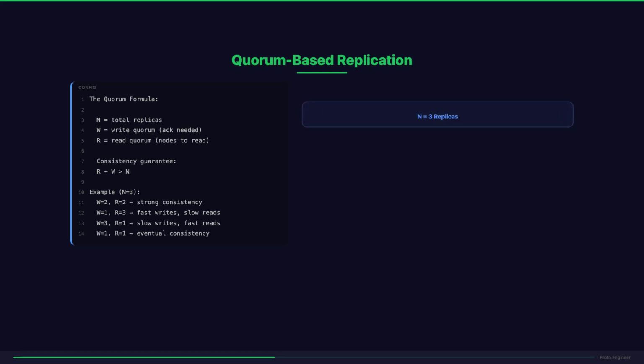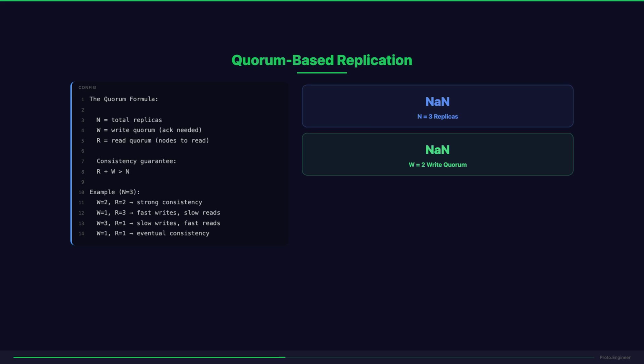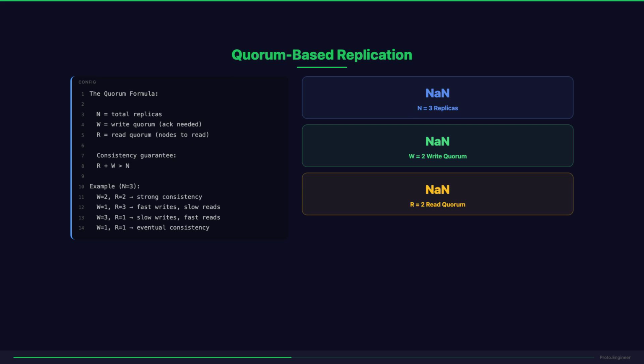If R plus W is greater than N, at least one of the nodes you read from will have the latest data. For example, with N equals 3, if W equals 2 and R equals 2, R plus W equals 4, which is greater than 3. Strong consistency. At least one node overlaps between the write set and the read set.